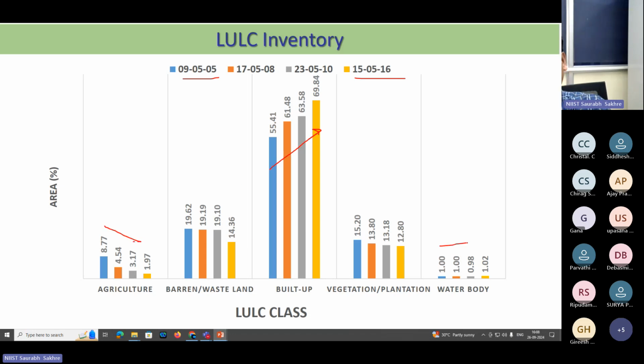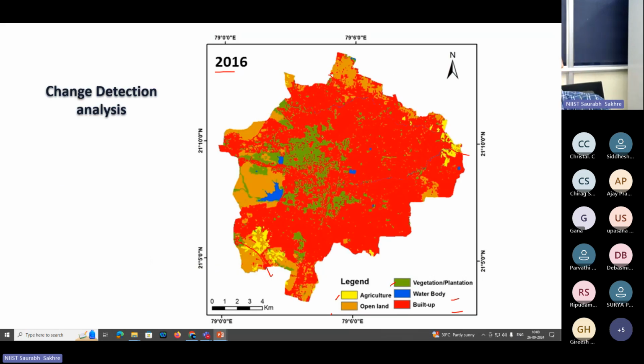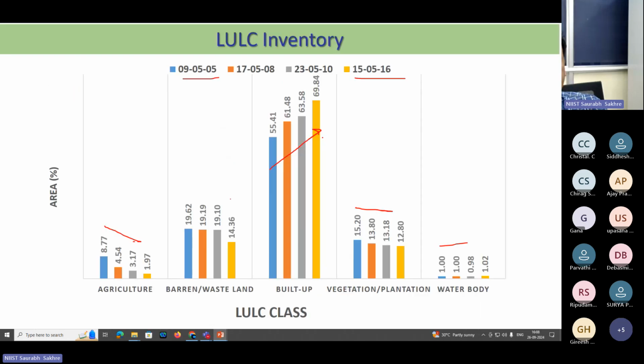Water body more or less stayed the same, vegetation decreased and barren land also decreased. So whatever increased is solely because of the built up. Okay, up to this point, I hope it is clear. And keep in mind, in this case also land use land cover is the base for everything.